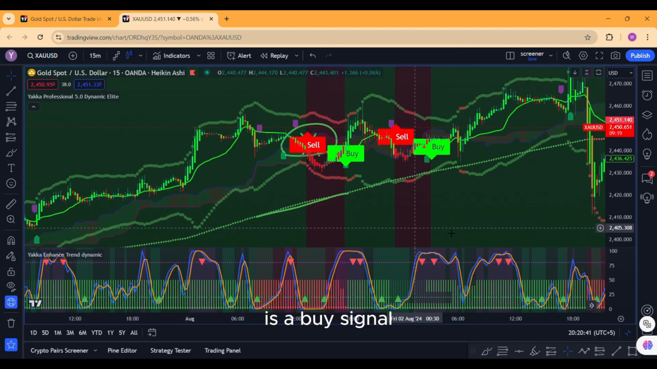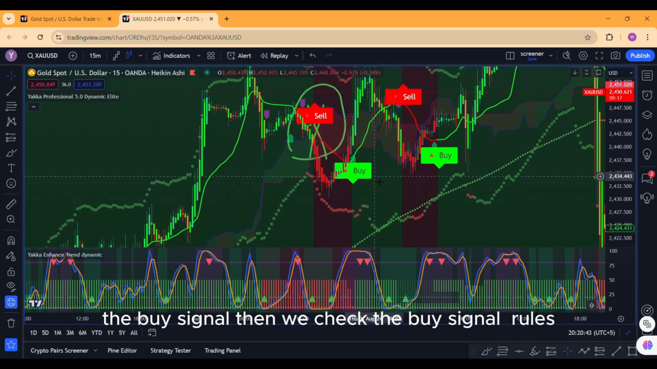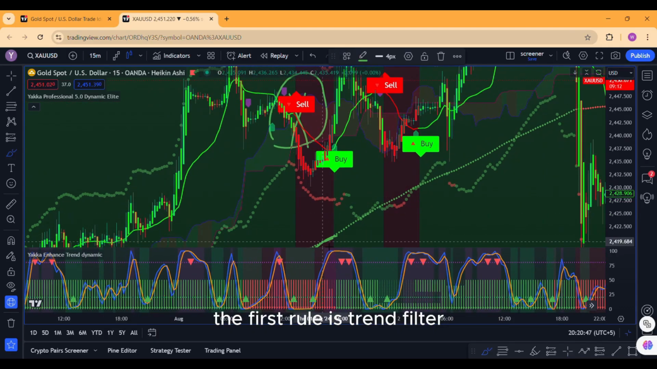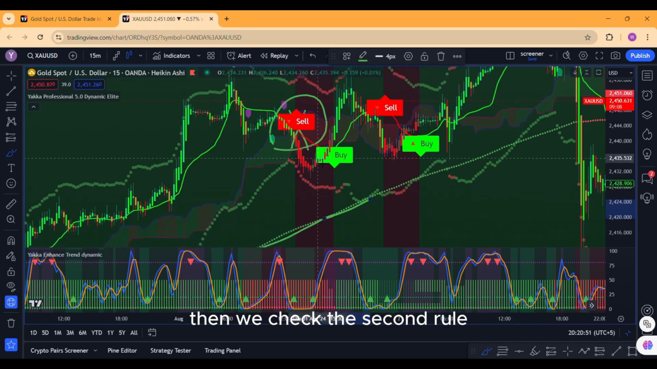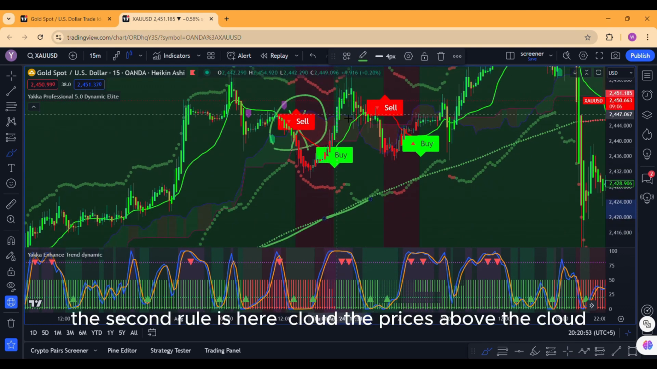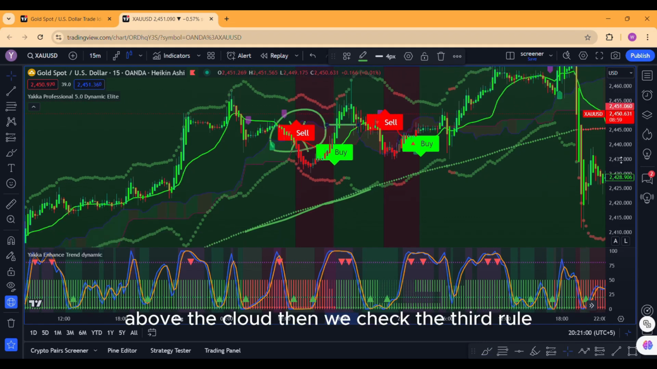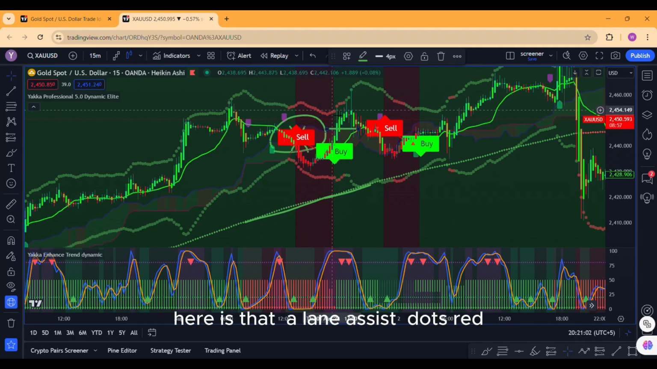The next signal is a buy signal. Then we check the buy signal rules. The first rule is the trend filter, which must be fulfilled. Then we check the second rule. Here, the price is above the cloud. Then we check the third rule. The third rule here is that the lane assist is red.